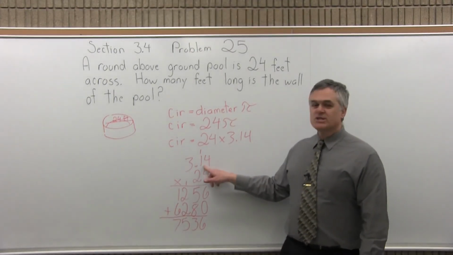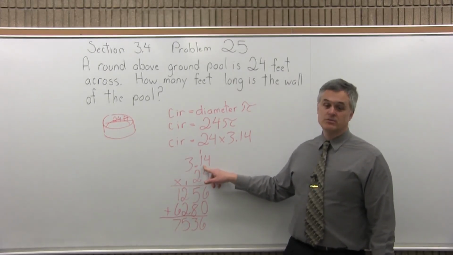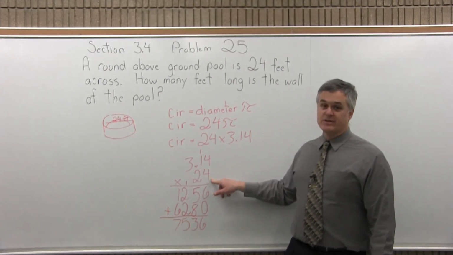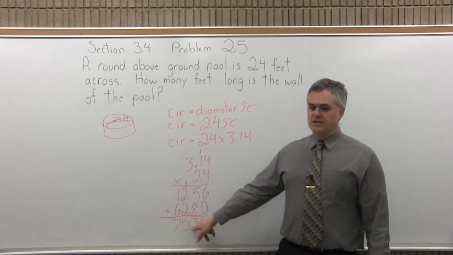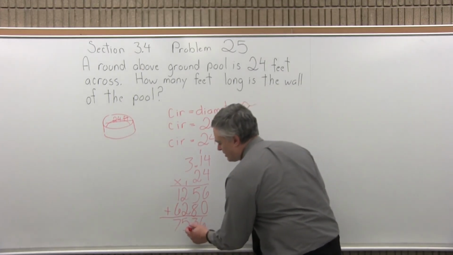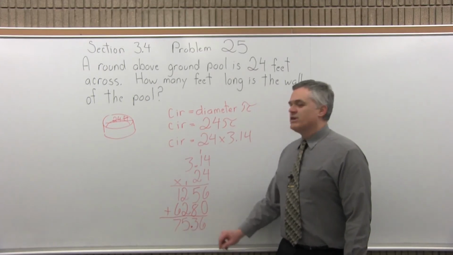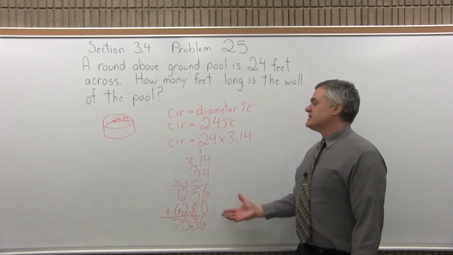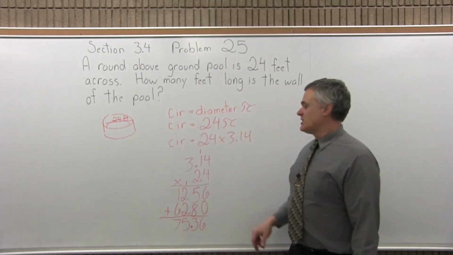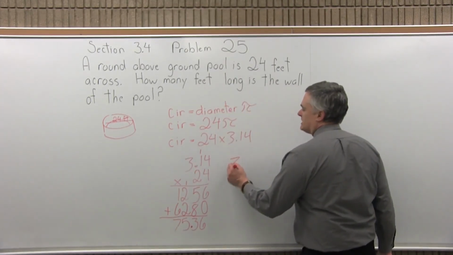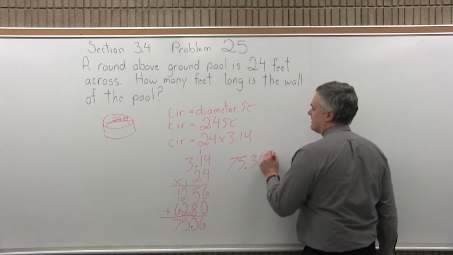So go back to the question: how many places did I have after the decimal altogether in the question? Only 2. And the 24 didn't have any place after the decimal. So in the question, 2 places after the decimal. In my answer, 2 places after the decimal, which would place the decimal between the 5 and the 3, giving me 75.36. Now, because this is an application problem that involves units of measure, I have to put the right units of measure in my answer. So my answer will be 75.36 feet.